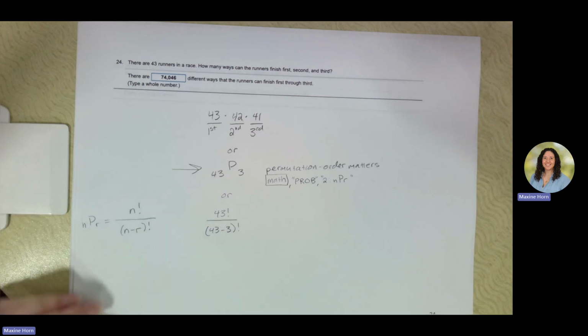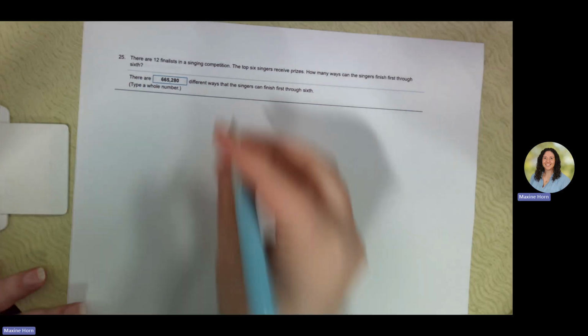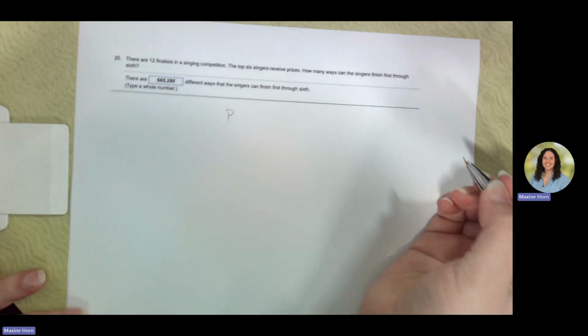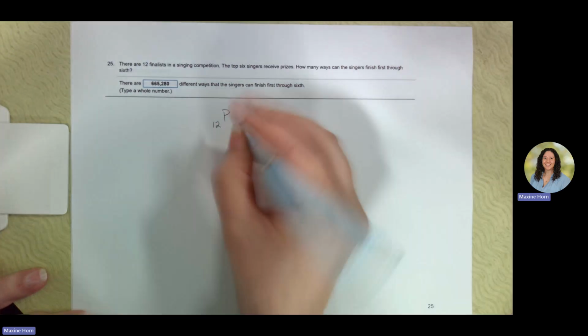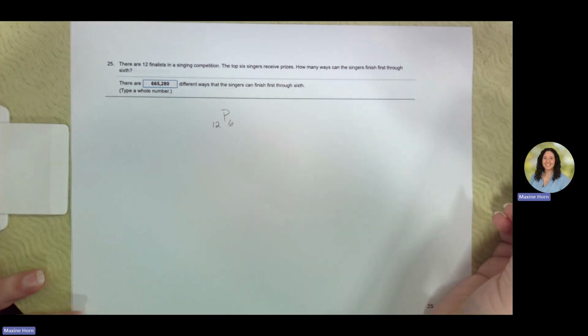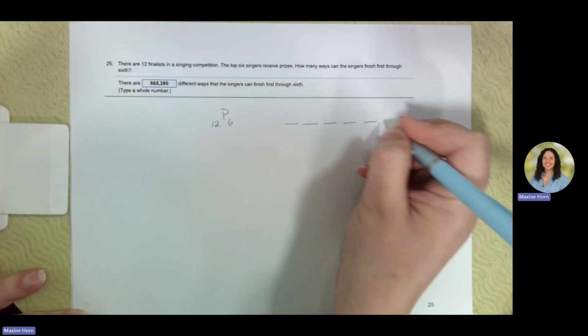Okay. All right. 25, there are 12 finalists in a singing competition. The top 6 singers receive prizes. How many ways can the singers finish first through 6th? So again, order matters here, right? So this is going to be a permutation. The number of singers I have is 12. The number of them that I'm choosing is 6. So this is 12p6.